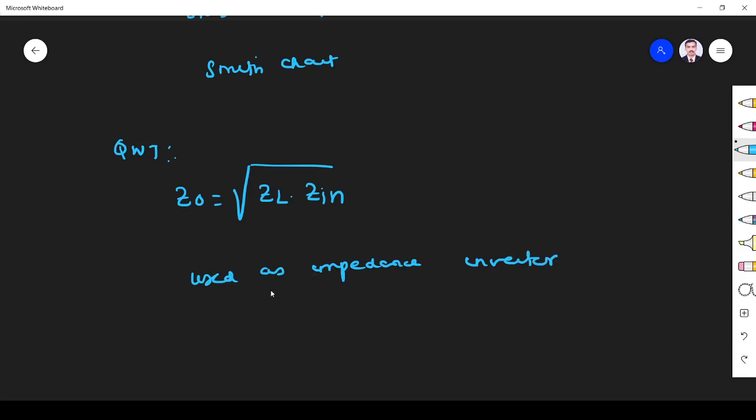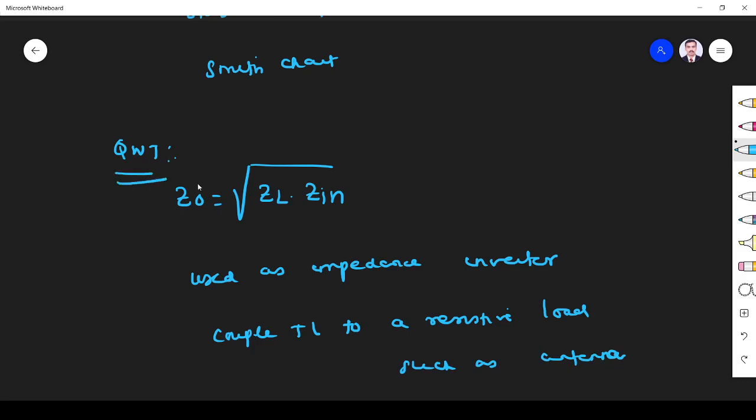It is used to couple a transmission line to a resistive load, such as, for example, an antenna. So these are all the points we must know about the quarter wave transformer. This equation and the impedance inverter are very, very important concepts.